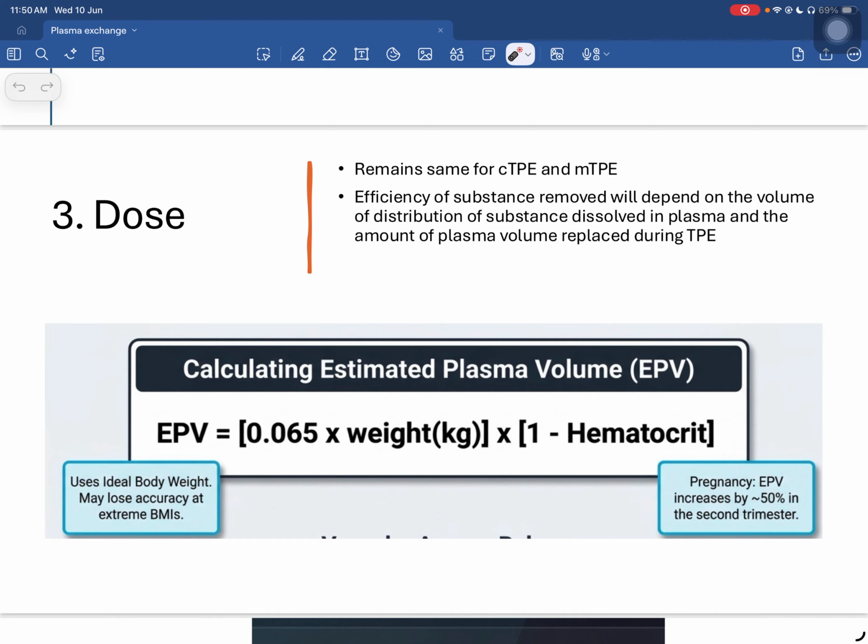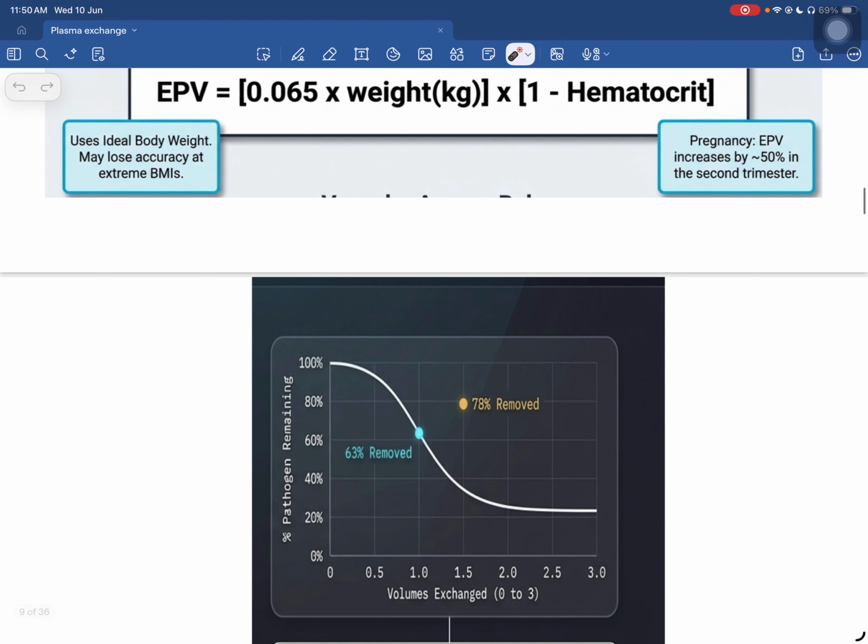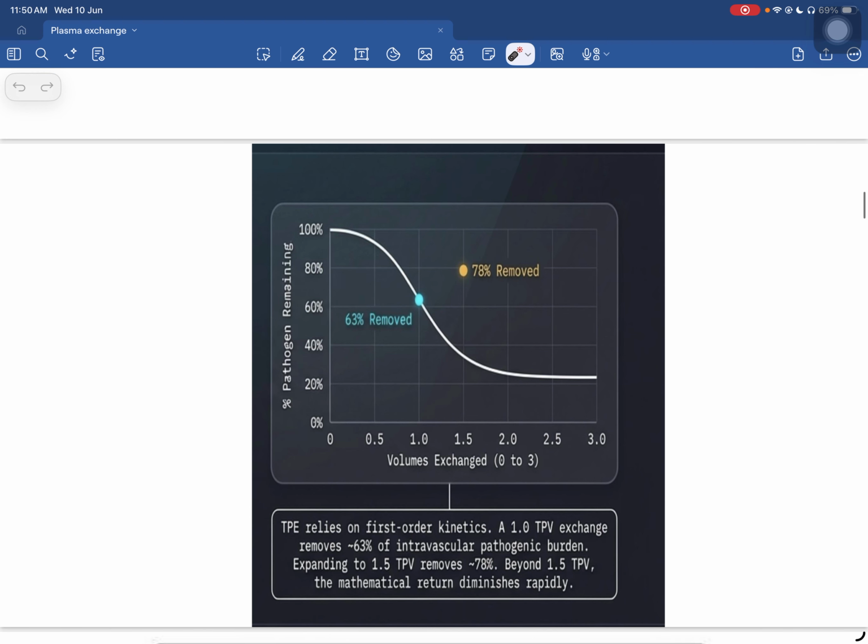Another thing that has to be kept in mind is, suppose you're doing this plasma exchange procedure in a patient who is pregnant, then by the second trimester, the plasma volume is going to increase by 50%. So that has to be kept in mind. I have mentioned it in subsequent portions of this talk. So, what normally is done is we remove about 1.5 times the plasma volume with every exchange. Why is it so?